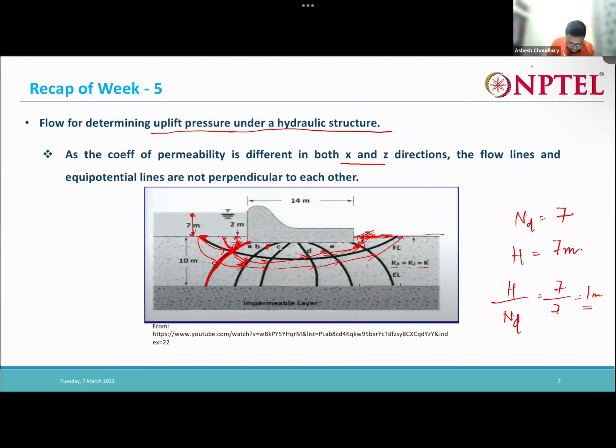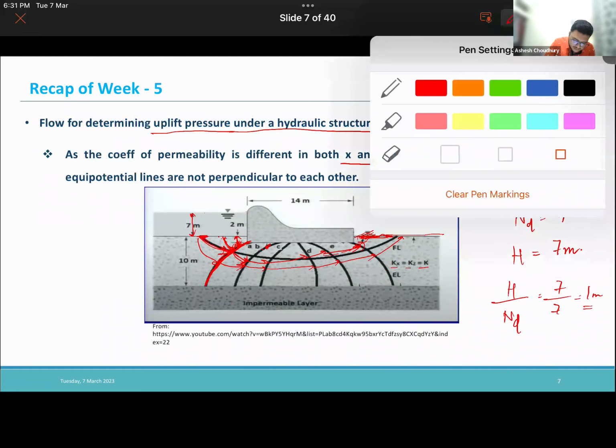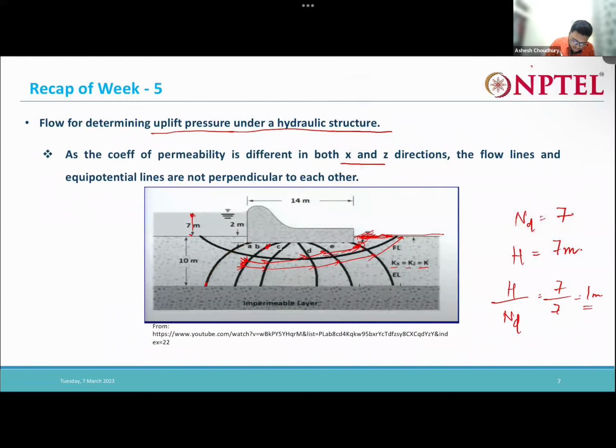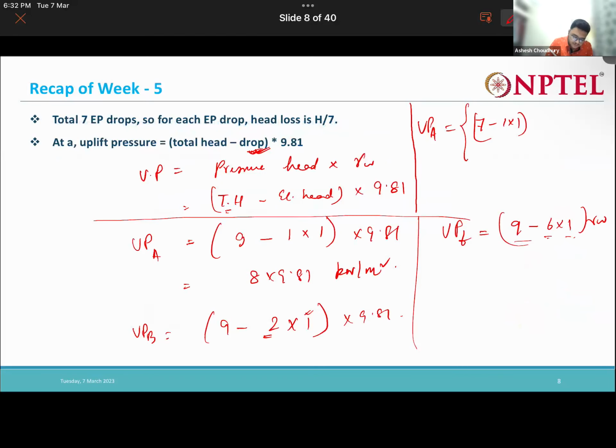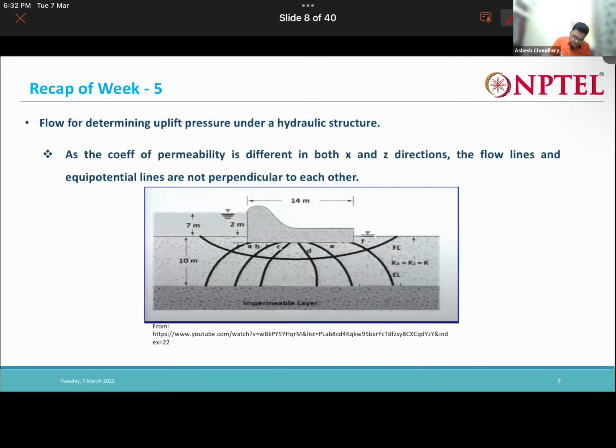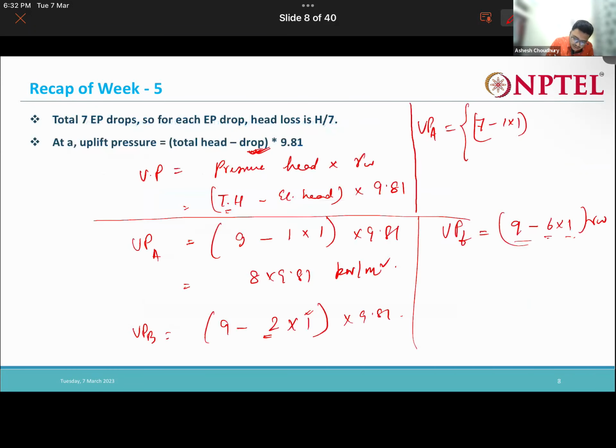As I come from here to here in this line, there is one head drop. So each head drop, 1 meter is lost. So in one head drop, 1 meter of head will be lost. Okay, so this is my total head. The total head at this point, on this line, is this much, minus my elevation head.